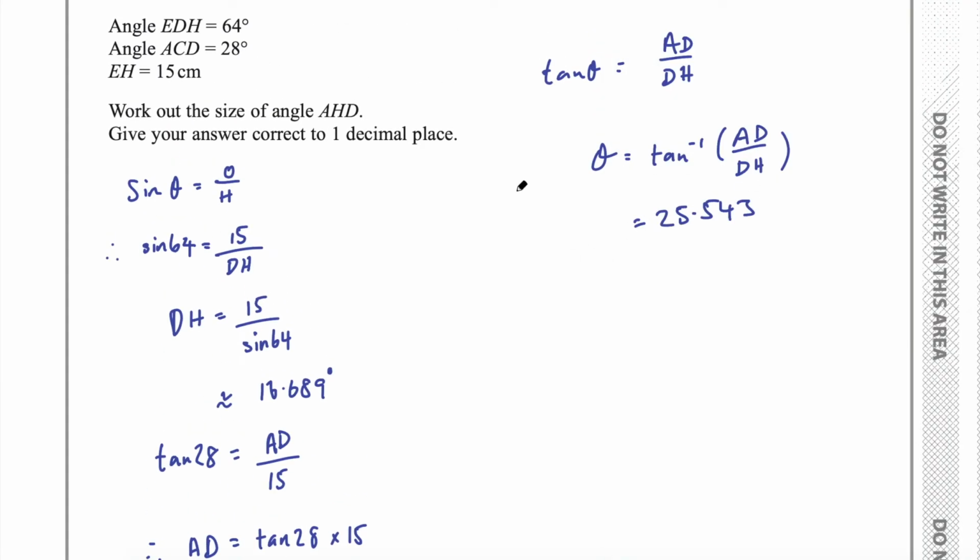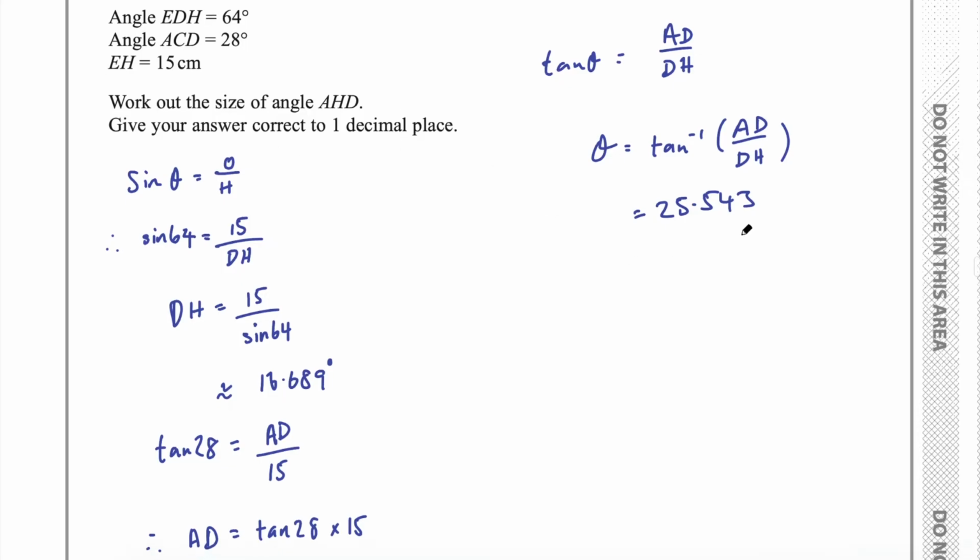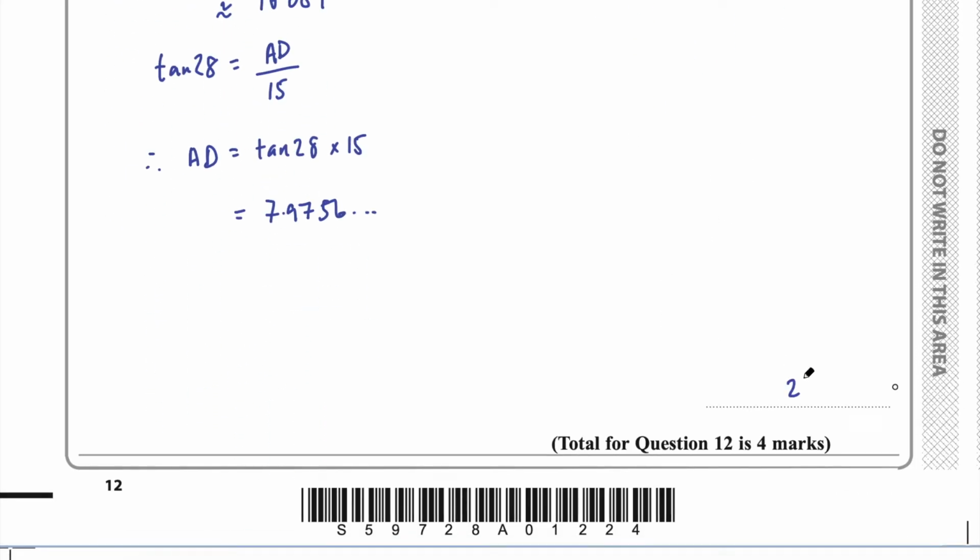25.543. And it says, give your answer correct to one decimal place. So my final answer there is 25.5 degrees. And that was question 12 for 4 marks.